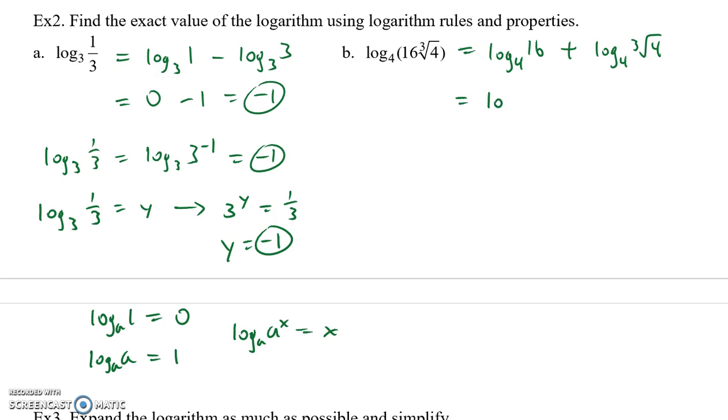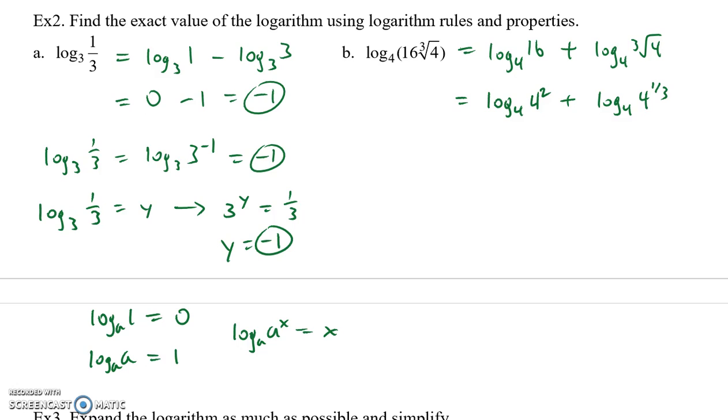Now, let me just rewrite the first logarithm. I want to go ahead and rewrite both of these logarithms in the same step. Log base 4 of 16 I'm going to write as log base 4 of 4 to the second. And the cube root of 4 can also be expressed in terms of an exponent. That would be 4 to the 1/3 power. Remember, the nth root of a number is the number to the 1 over n power.